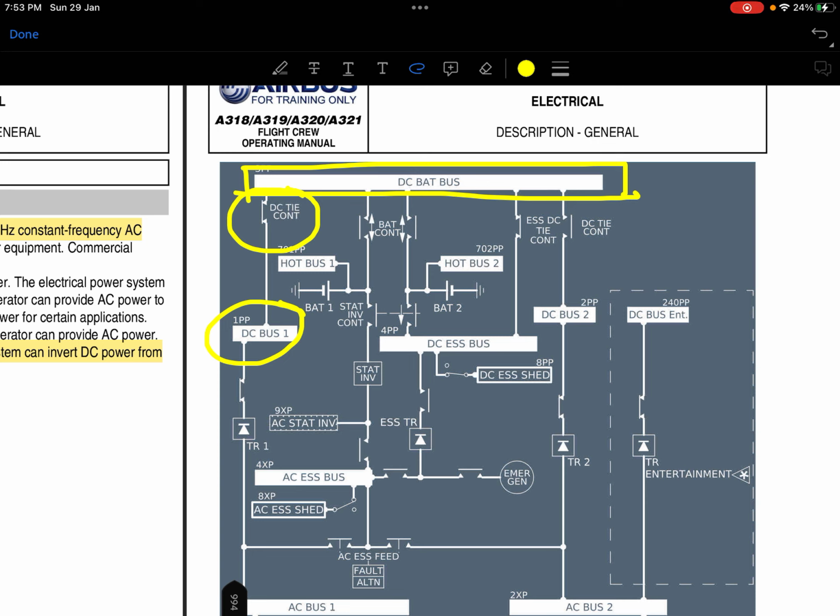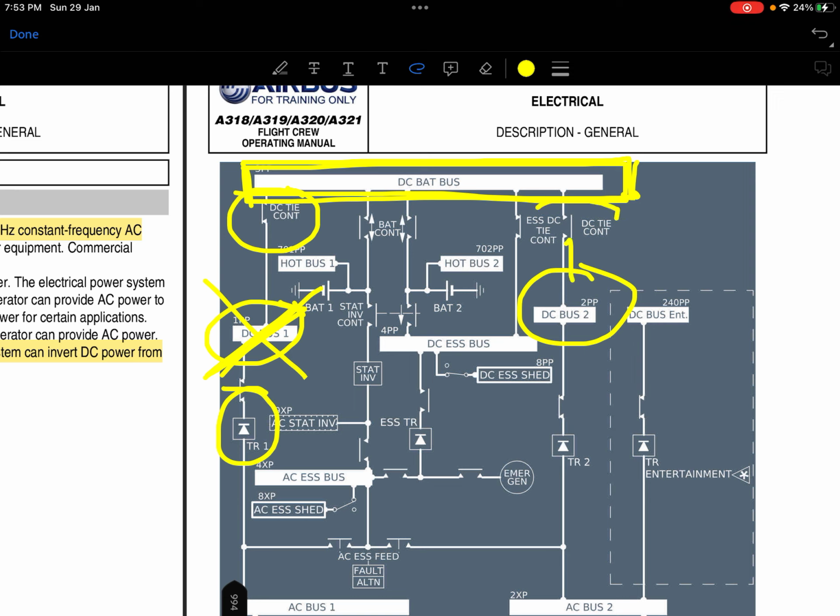But if this TR fails or something happens, and there is no power at DC bus 1, are you getting it? Then from where does this DC bat bus get its supply? Then DC bus 2 comes into play, right? It supplies through this tie contactor. This is DC tie contactor number 2 to the DC bat bus, and then to the DC essential bus. So this is the way it works.